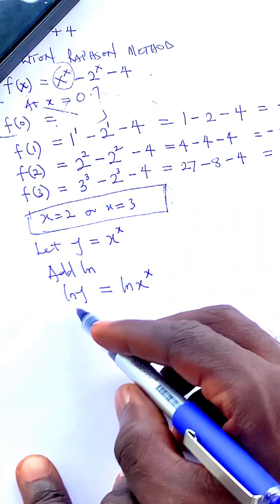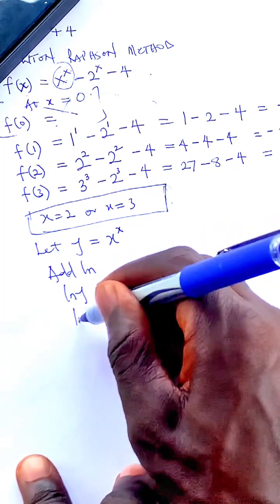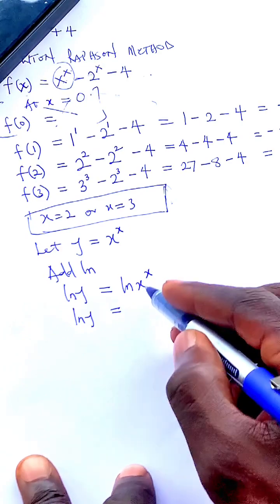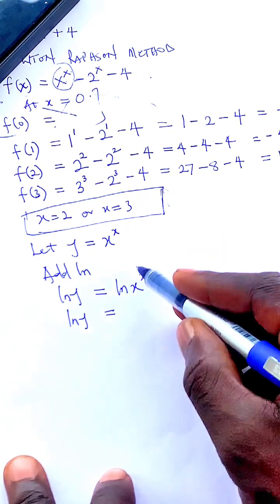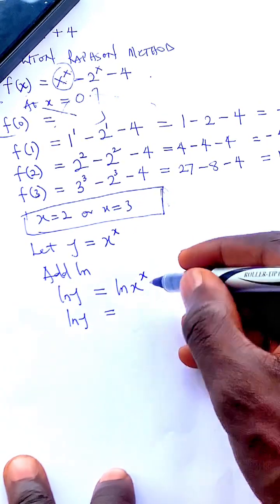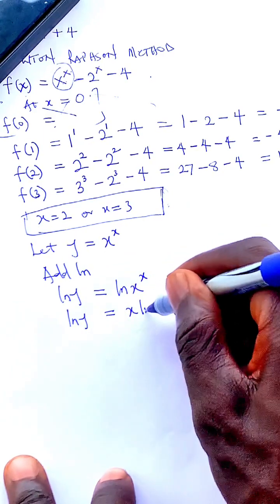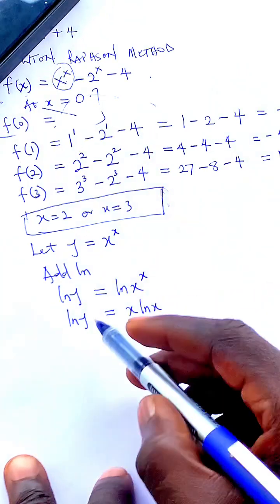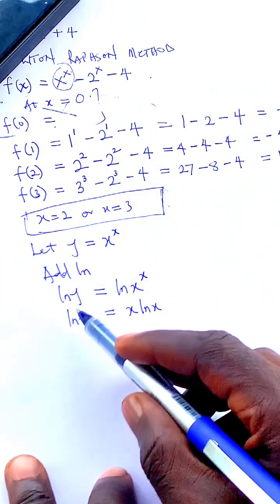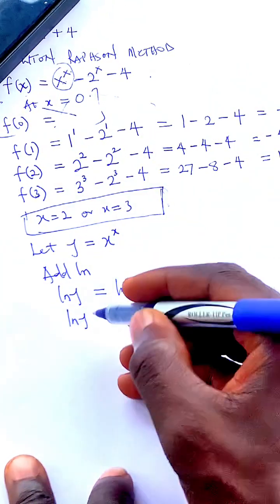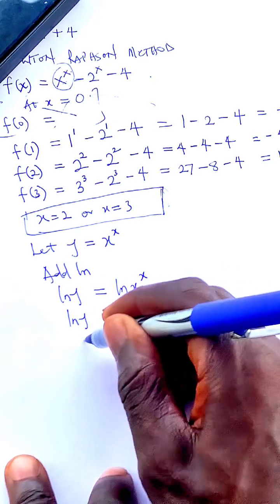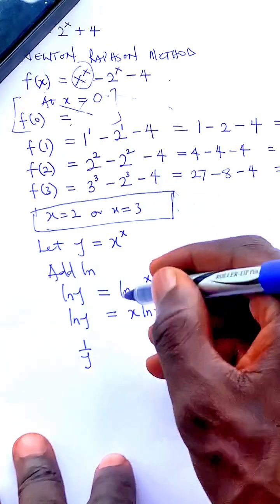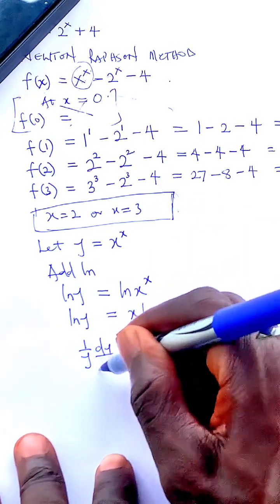Then ln y is equal to, since this ln is the natural logarithm, we need to take this x to the other side, which is x ln x. Here is a product rule. So to differentiate that, first let's differentiate ln y. To do that, the derivative of ln y is 1 over y. And anytime you are differentiating y, you add dy all over dx, right?